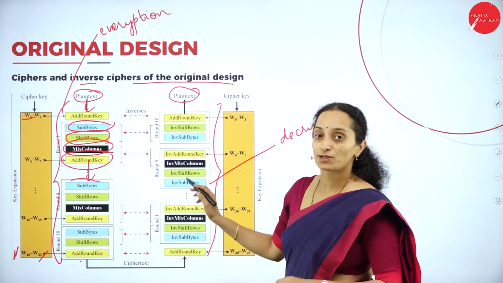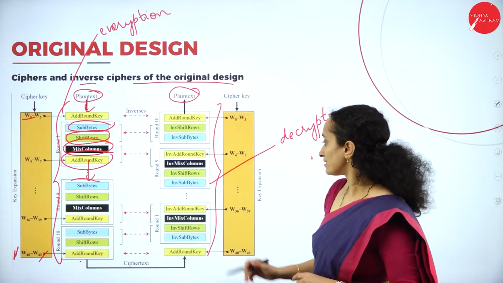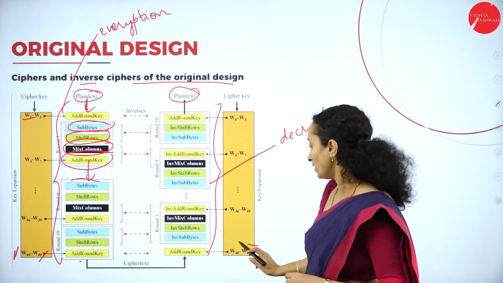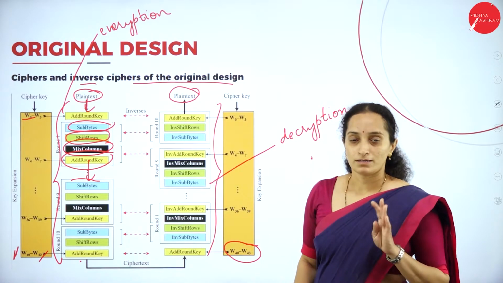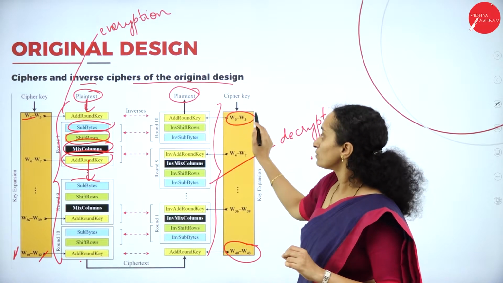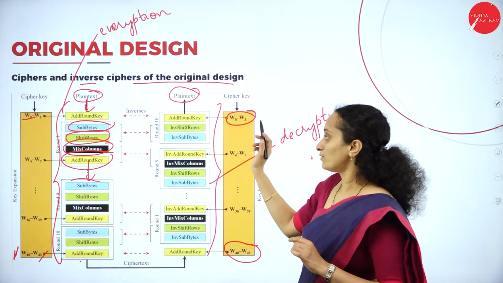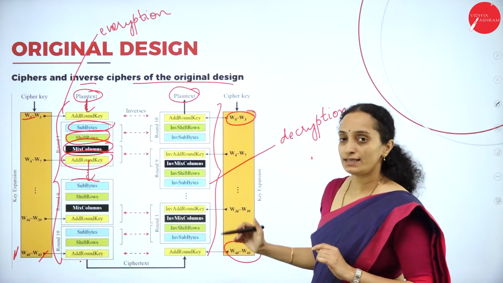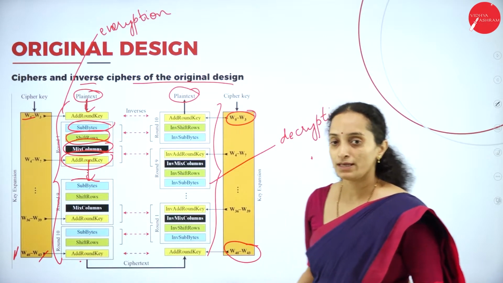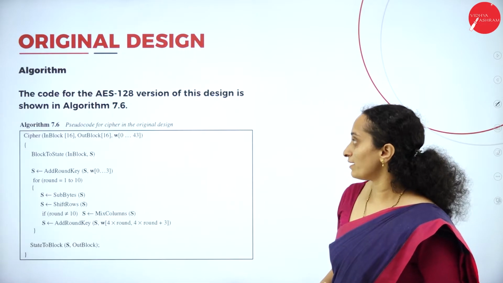So decryption always uses the inverse function of these functions, which uses the same key but in reverse order. The first round uses the words W40, 41, 42 and 43, and the last round uses the words W0, W1, W2 and W3. Okay, the order of the key remains the same, but the function will be reversed. Okay, so this is the original design of the AES cipher.